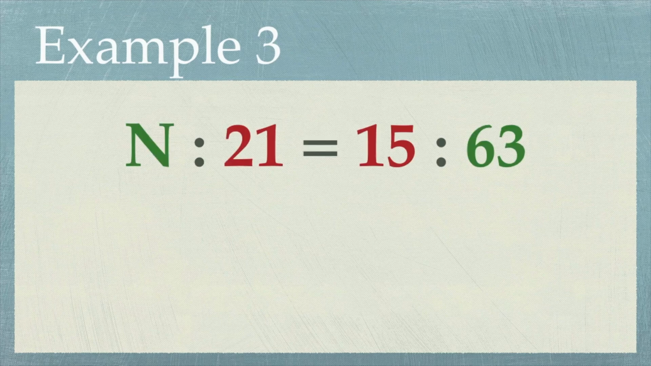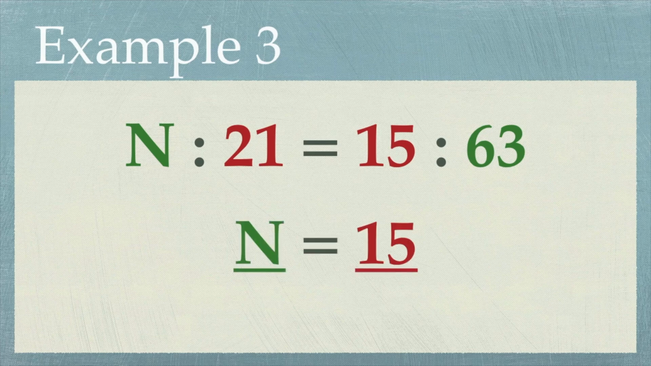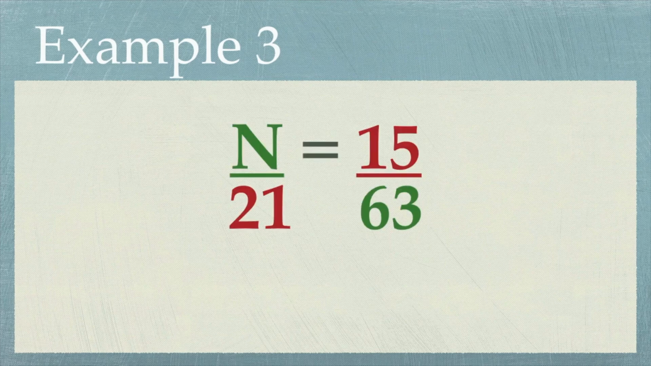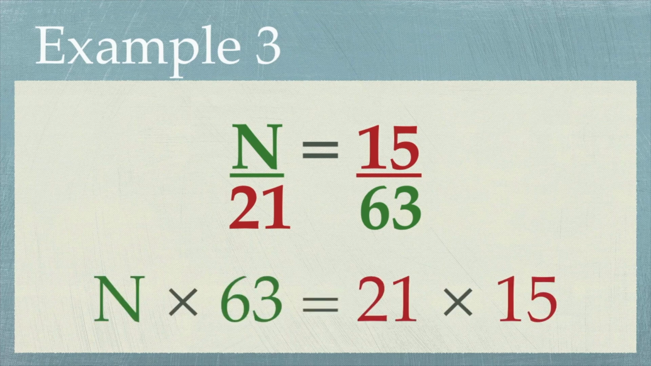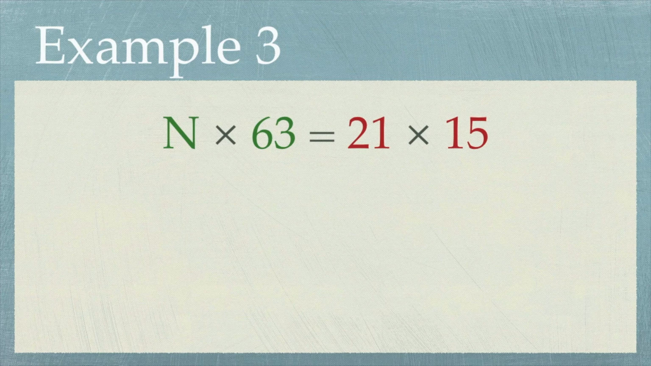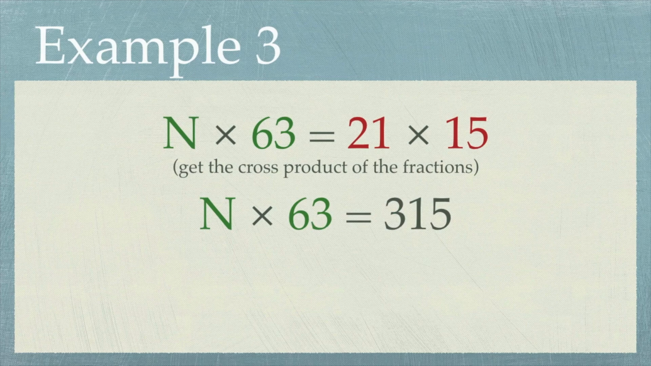And then let us have our third example. We have n to 21 equals 15 to 63. So rewrite it in fraction. n over 21 equals 15 over 63. You need to cross multiply. n times 63 equals 21 times 15. Since n is on the left side, you will need to copy that. So n times 63 equals, 21 times 15 equals 315.